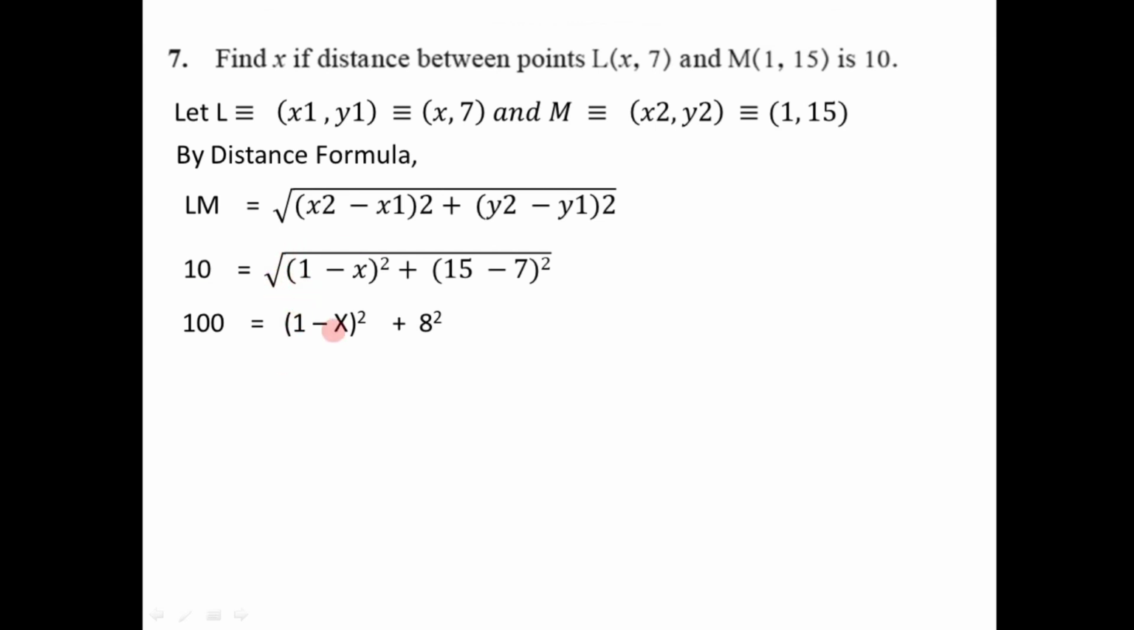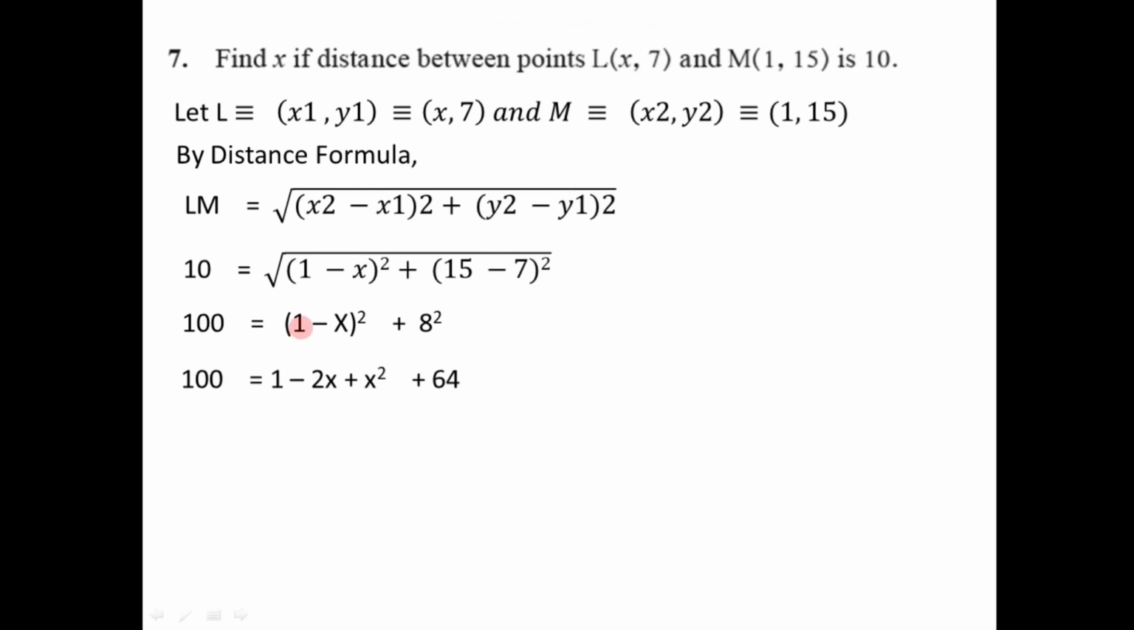So we'll have (1 minus x) whole square plus 15 minus 7, that's 8 square. So if we simplify, we get 100 is equal to (1 minus x) whole square plus 8 square. Here 1 minus x is in the form (a minus b) whole square, so we have to use the expansion formula. (a minus b) whole square is equal to a square minus 2ab plus b square.